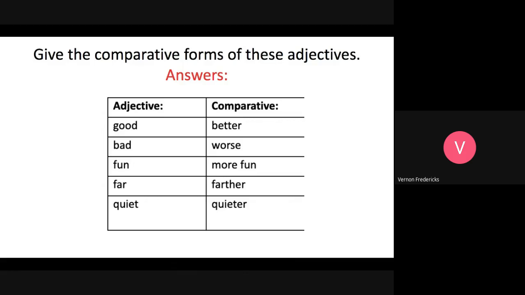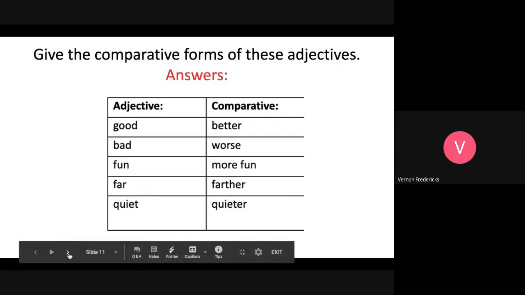It's more appropriate for fun to use more fun. We don't use the expression funner. We just use the expression more fun, or less fun. If you got this right, congratulations. Quiet, quieter. That was the tricky one there. And fun was the tricky one as well, because we didn't do those two before. We don't say funner, we just say more fun.